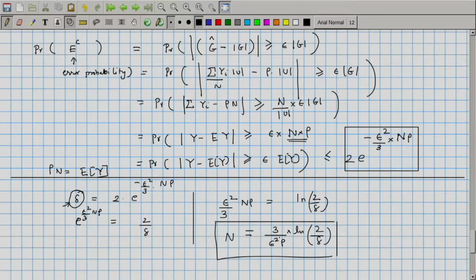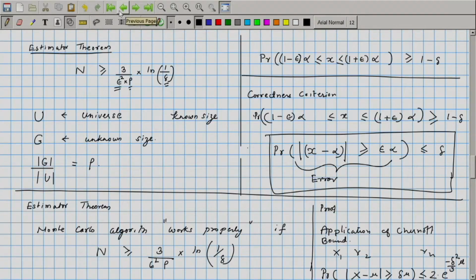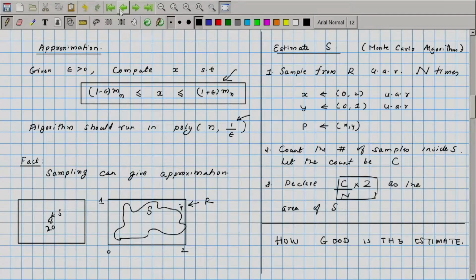So, as long as error is reasonable, let us say 1 by poly, and the fraction of good cases, or the size of G, is bounded by a polynomial in the size of the total universe, in this algorithm you can choose n to be polynomially bounded. So, the estimator theorem works properly when rho is reasonably small. If it is extremely small, we cannot use the Monte Carlo algorithm.